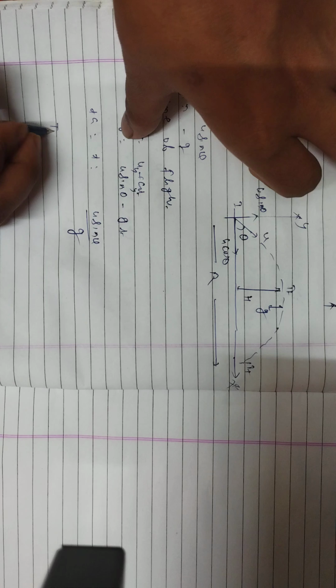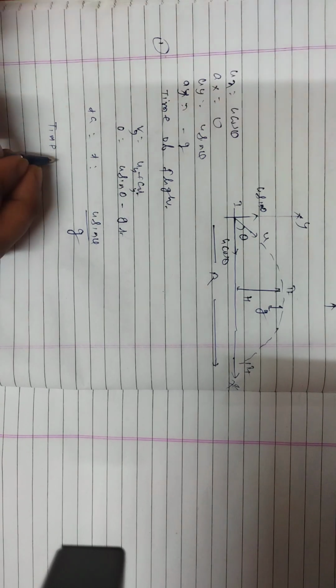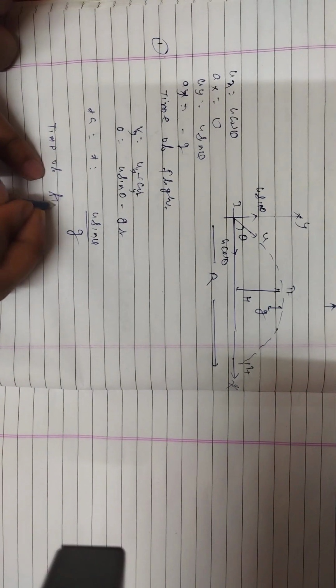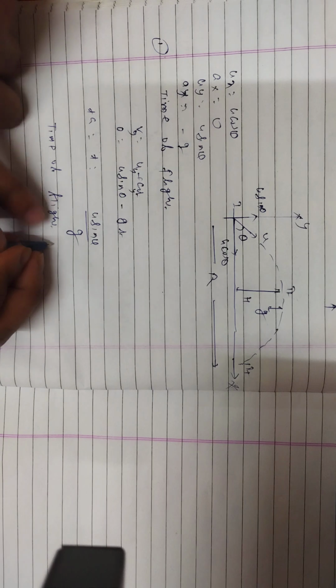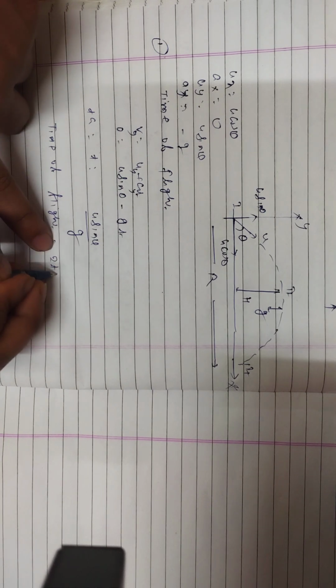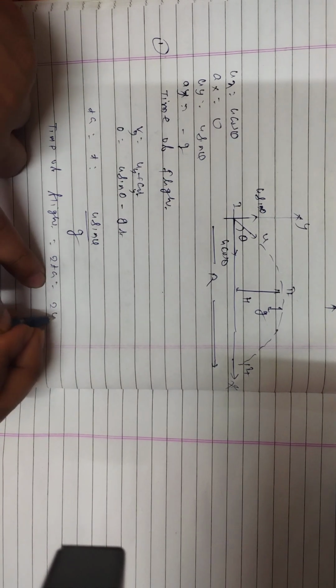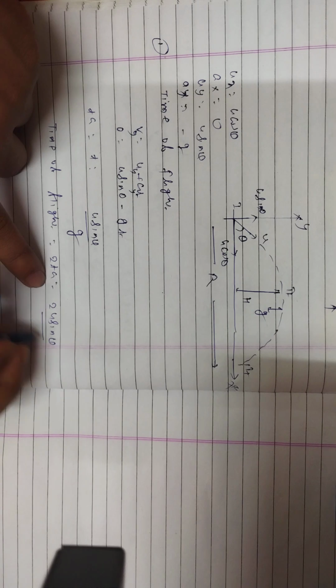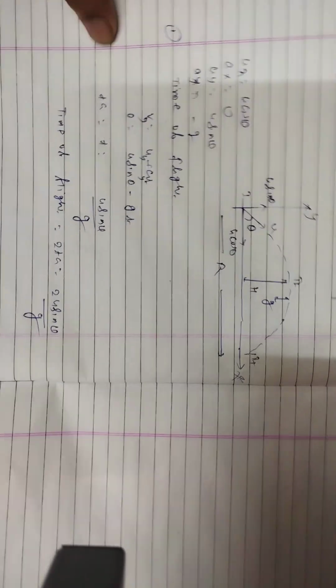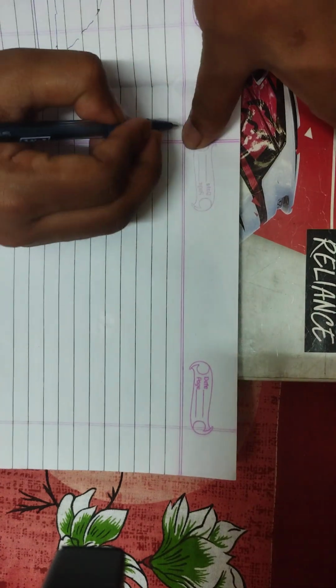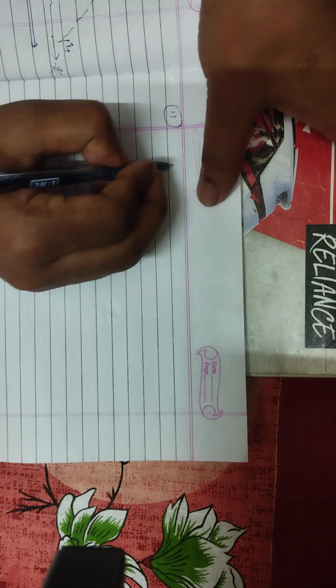Now, time of flight is just 2 times the time of ascent. This is 2u sin theta divided by g. बच्चों, now we will calculate range.